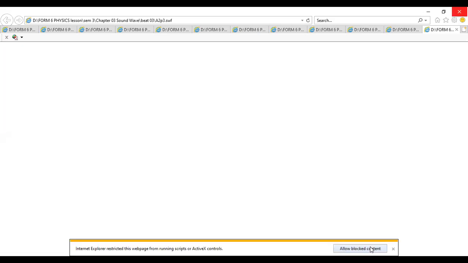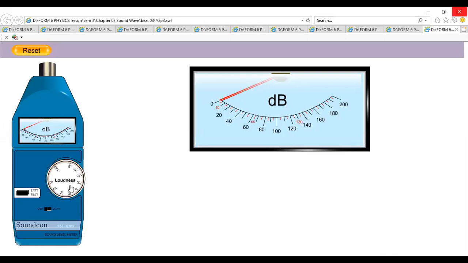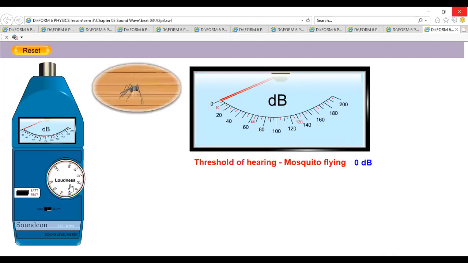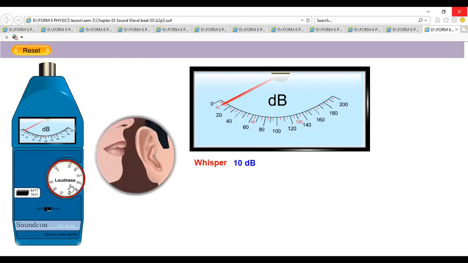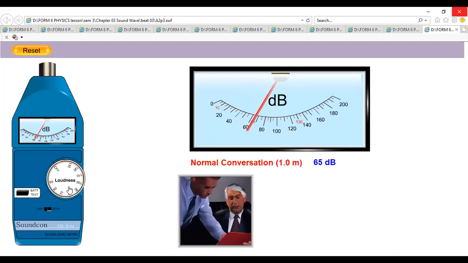So, ladies and gentlemen, a decibel meter is used to measure the loudness of sound. For the threshold of hearing, a mosquito flying is almost 0 decibel. When somebody whispers, the sound intensity is around 10 decibel. Normal conversation at a distance of 1 meter is around 65 decibel.